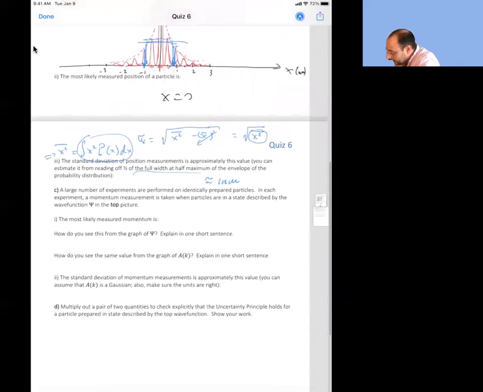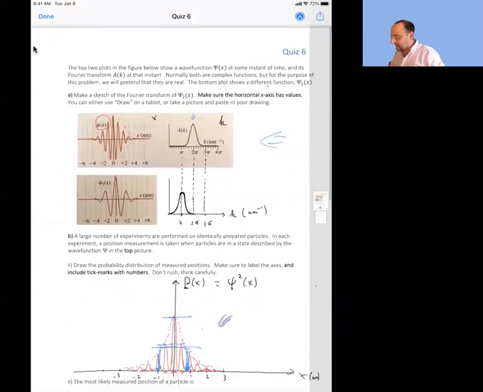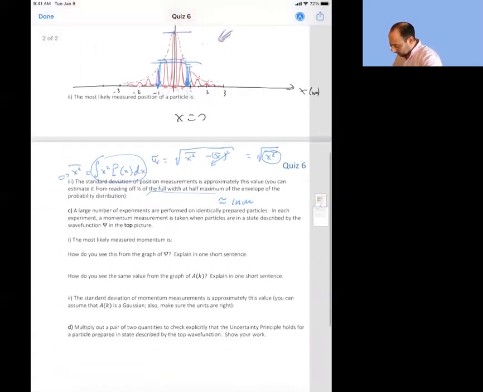Well, I think it's actually easier to see it from the Fourier transform directly because you can see here that A of k is largest at 2 pi per nanometer. And so when we take into account the de Broglie relationship that p equals h bar k, that means the most likely momentum that you would get from measurement is h bar times 2 pi per nanometer. Okay, so that's going to be 2 pi times h bar.